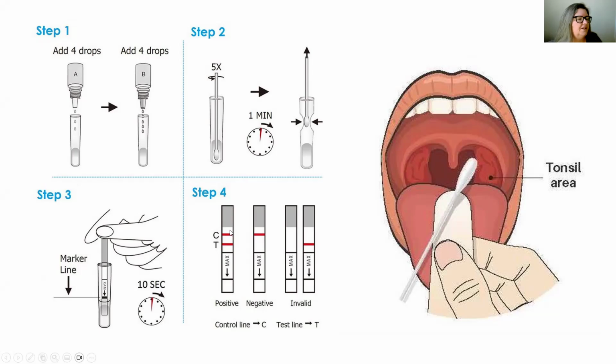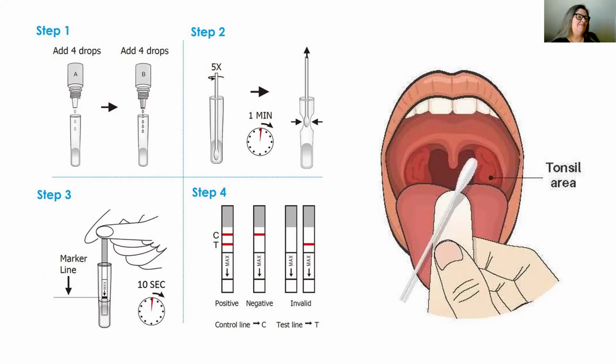So for a positive, you would have both lines. If you have just the control line showing up, but not the test line, that's a negative. If you have no lines, or just the test line and no control line, those are invalid. That means either the strip is not working or you did something wrong, and you should try and retest.